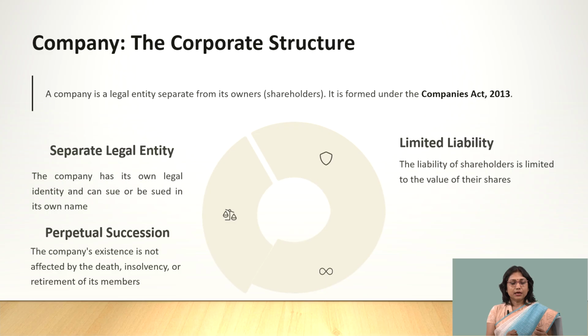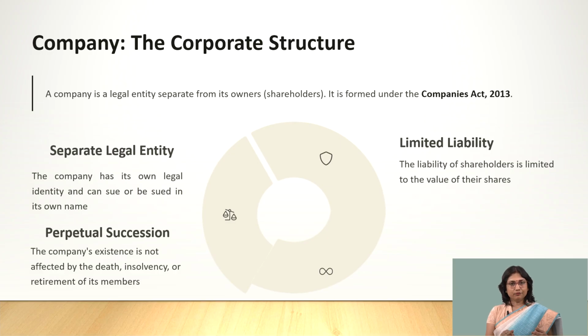The first one is its separate legal entity. The company is said to be a separate legal entity from its owners or founders or proprietors or managers. It's altogether different from them. It has its own existence, it is created by law, and it is brought to an end by law only. Means for everything there is a legal formality, and it is governed by the Companies Act 2013.